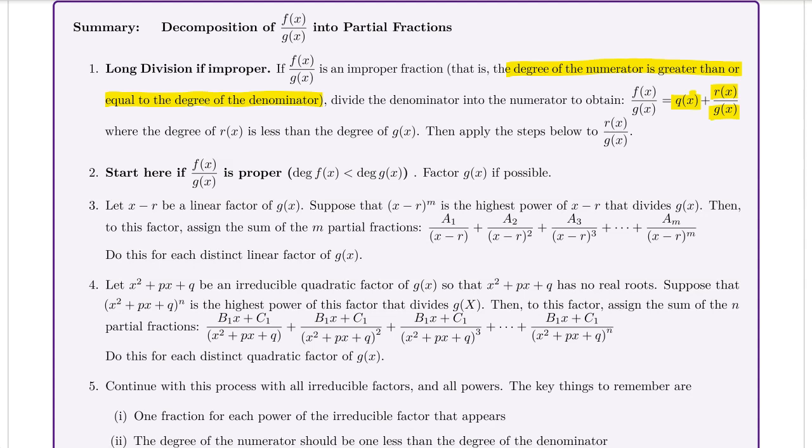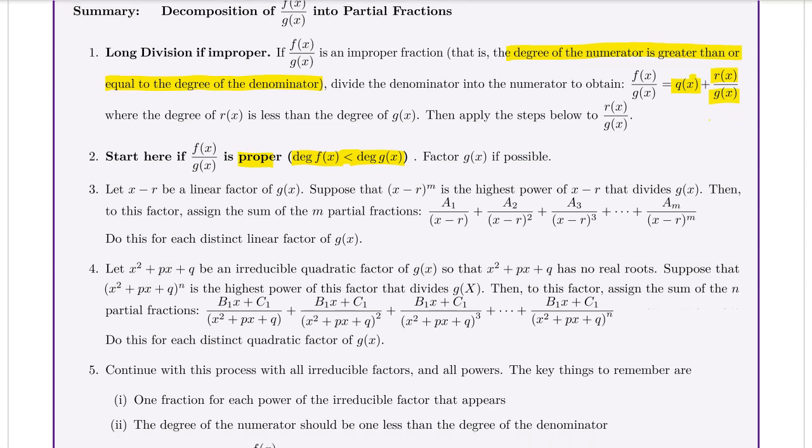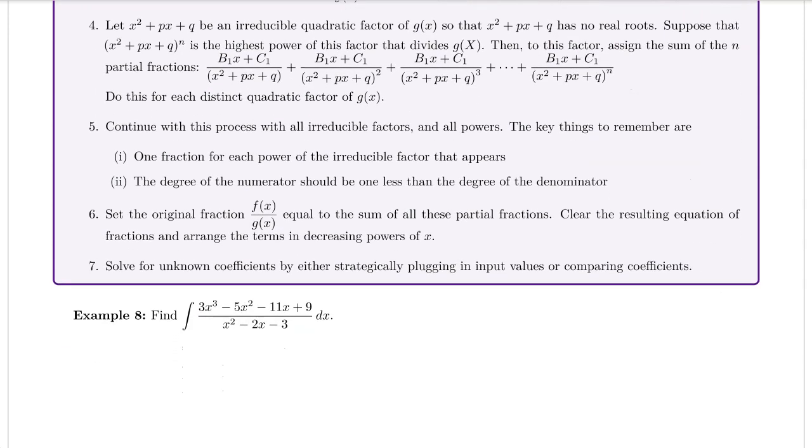So if your rational function is not improper, or rather it is proper, where the degree of the numerator is less than the degree of the denominator, then you want to factor the denominator if possible. A lot of the examples that we saw, the denominator was already factored. If it's not, you want to make sure you factor it. So I'm going to let you read over the remaining steps. You can pause the video if you'd like to read over those.